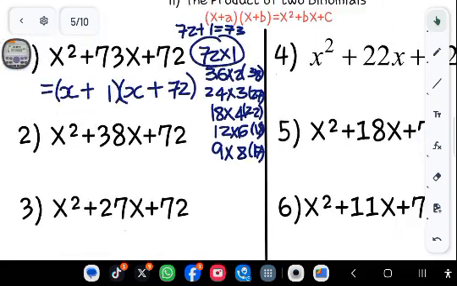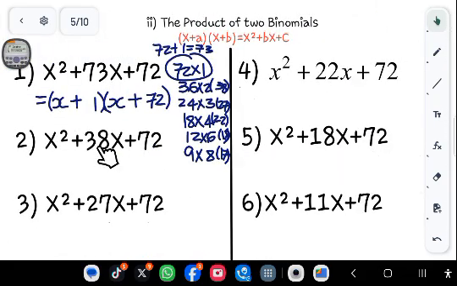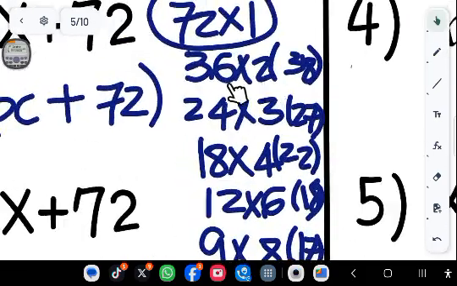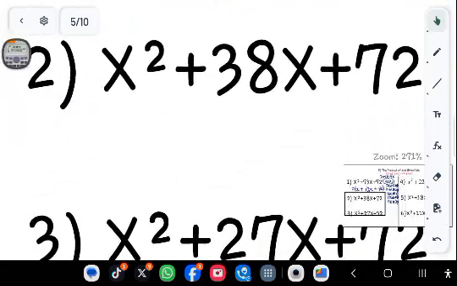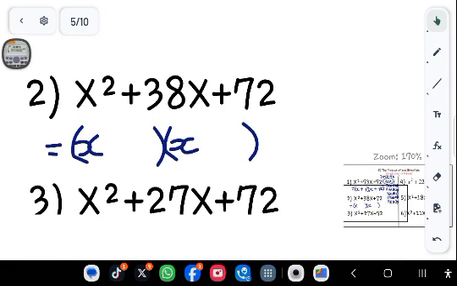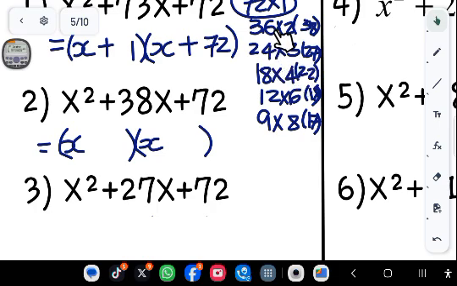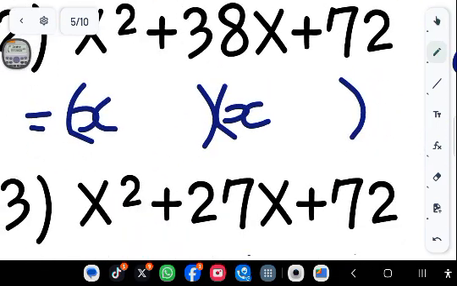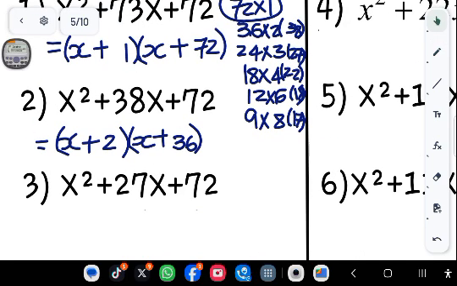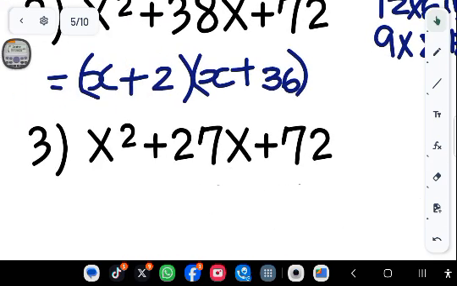Now for the second one, we need a factor pair combination that adds to 38. This is the factor pair combination, 36 times 2. So that will be 2 pairs of brackets, x and x. And then we write 36 and 2, with plus and plus. That will give us the correct answer for this factorization.